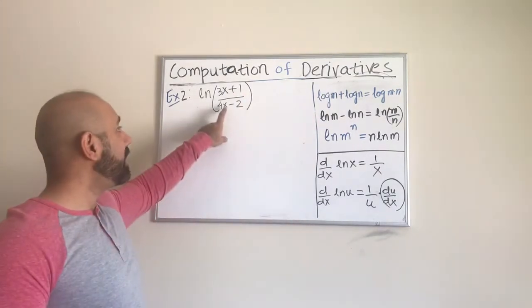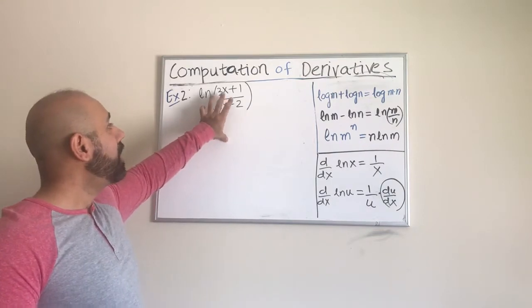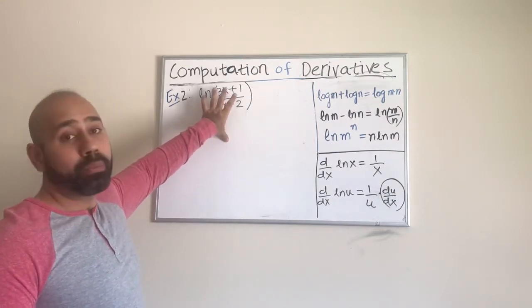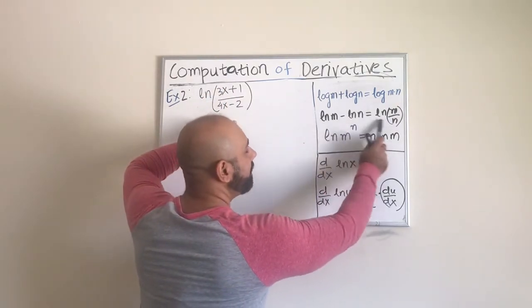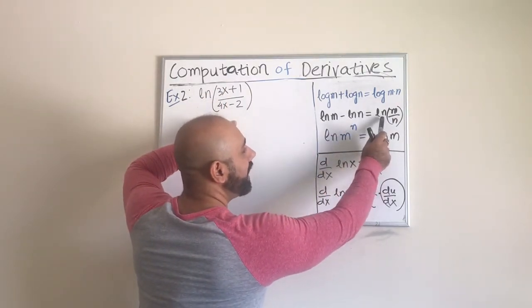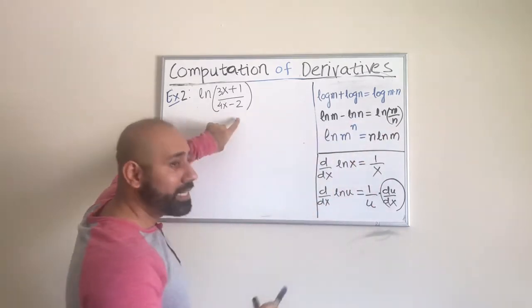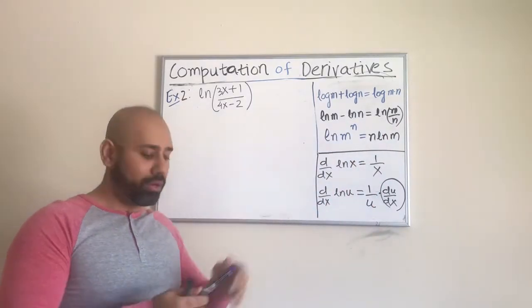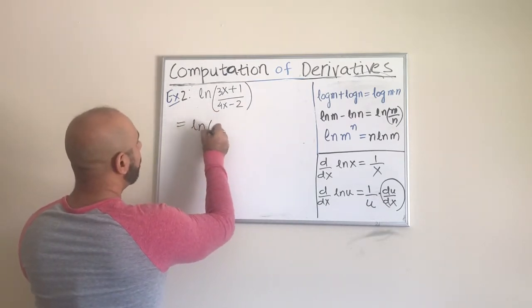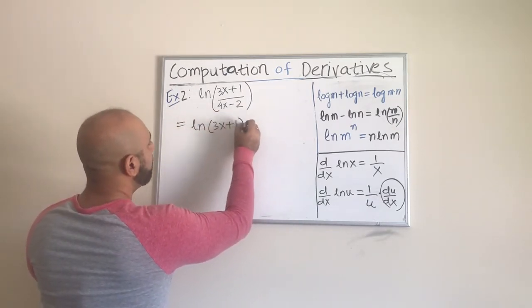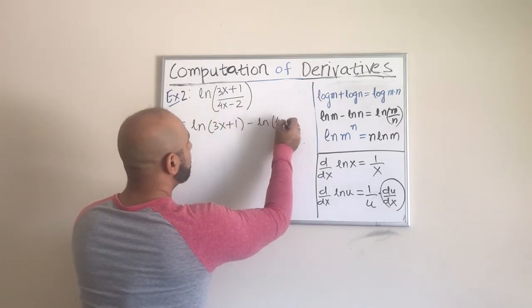And guys, looking at this right here, it seems like we have a log of a ratio, which is of the form log of m over n. And if I look at this particular property of log, it says that if I have a log of a ratio, we can break it down as the log of m minus log of n. So we can first rewrite this as ln of 3x plus 1 minus ln of 4x minus 2.